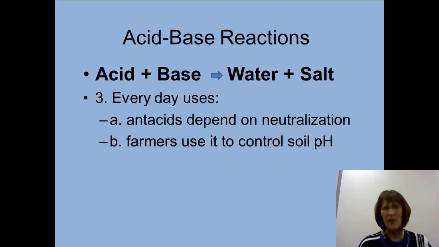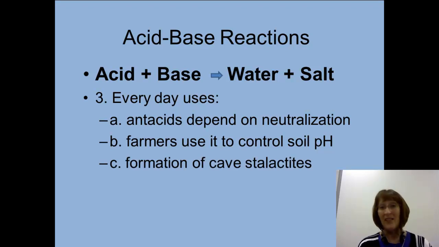Farmers actually put an acid or a base on the soil to control the pH. My husband decided one summer he wanted to grow blueberries. And he found out that blueberries required a different soil type than what we had. And he ended up having to put some acid on the soil. It might have been base, I can't remember which one. But he ended up having to put some stuff on the soil to change the pH of it. Otherwise, he couldn't grow the blueberries at all.